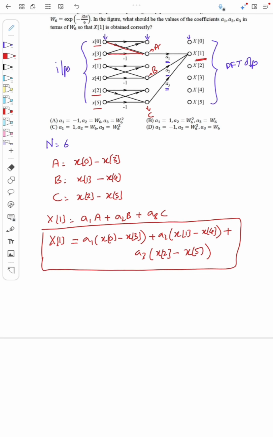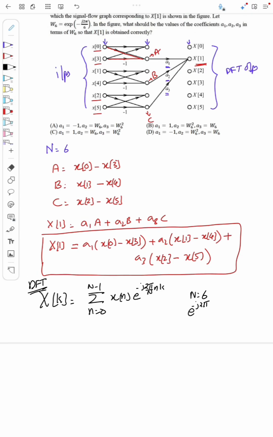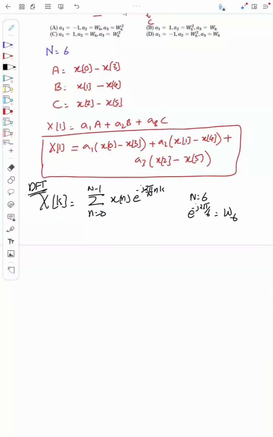Now we also know the standard DFT equation. So x of k is given as summation n equal to 0 to N minus 1 x of n into e power minus j 2 pi by N into nk, right? Here N is 6, and I can write e power minus j 2 pi by 6 as W6, and our objective is to find x of 1. So for k equal to 1, x of 1 I can write as summation n equal to 0 to 5 x of n into e power minus j 2 pi by 6 into n.